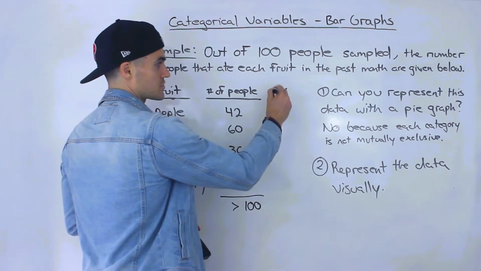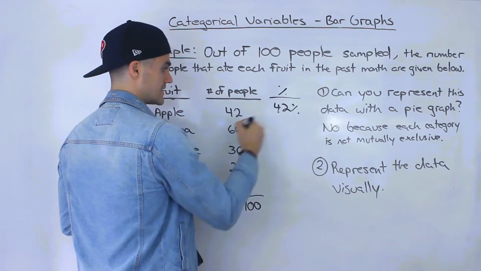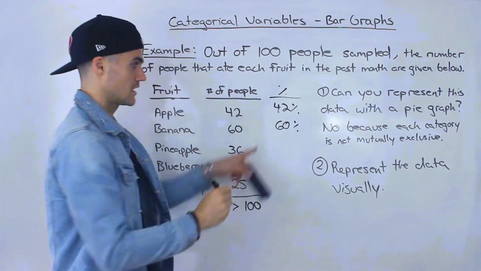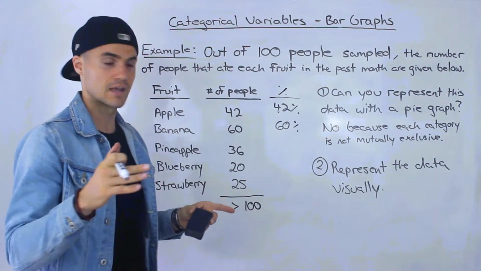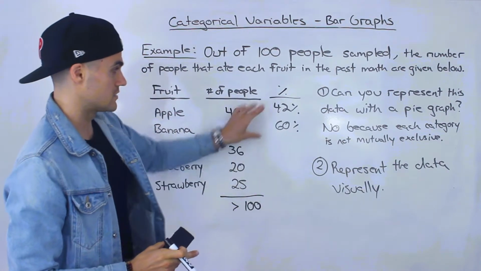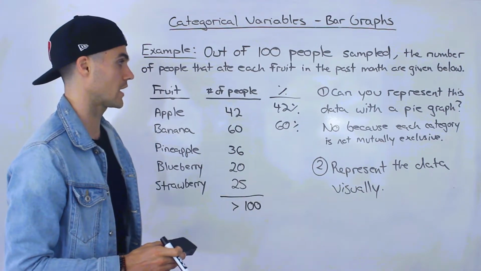You could also look at the percentage. Notice 42 out of 100 is 42%. 60 out of 100 is 60%. And just with these two categories, it's going to be over 100%. Remember, to make a pie graph, everything is in relation to a whole, or to 100%. So if these percentages are greater than 100%, then it's just not going to work out.